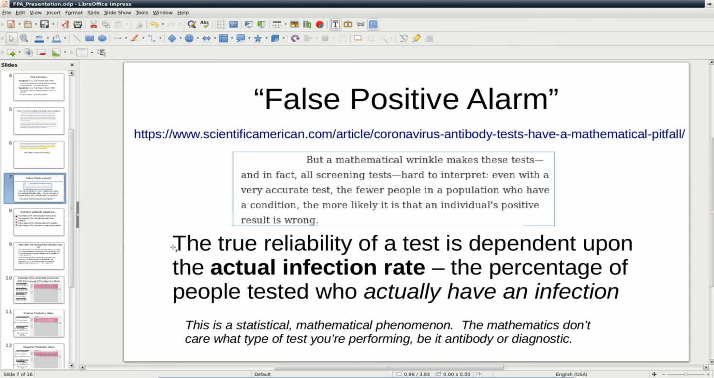But basically, it's a very important fact that the true reliability of a test is dependent upon the actual infection rate. That is the percentage of the people being tested who actually have an infection. Now it's a little bit counterintuitive, so I'm going to go through it, but in case you're already familiar with it, or you want to go read the article yourself and not have me explain it all, I'm going to put a link in the description so you can skip past this whole explanation, because it might be a little time consuming. Okay.